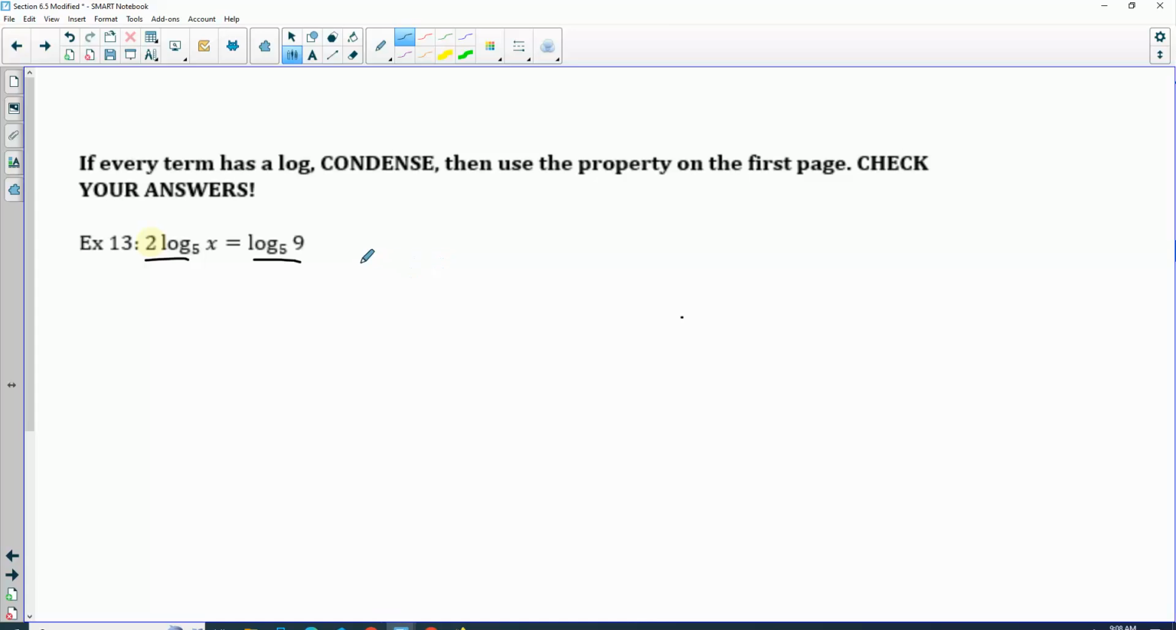I don't just want to divide it over because it just moves the problem to the other side. So what should I do with that 2? Change that into the exponent. At this point, now I have one log on each side. So the rule says you can drop that log and just set your arguments equal.